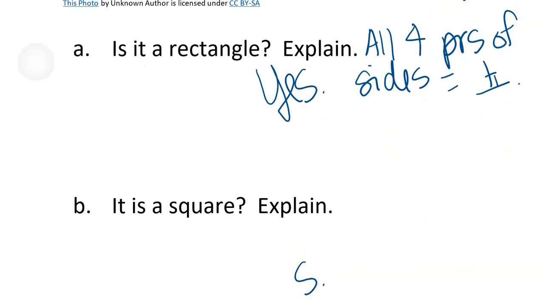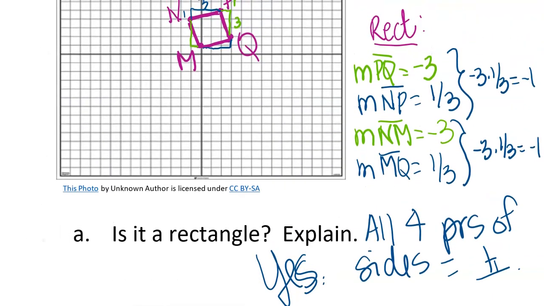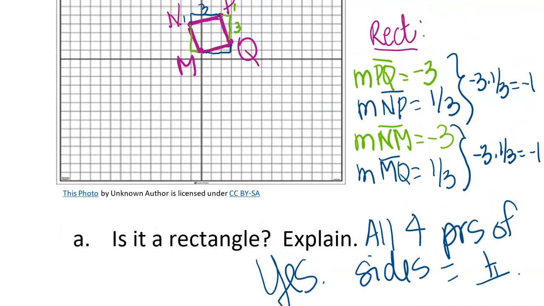Now, it also says, is it a square? So I'm going back to this one. If you're showing that it's a square, we've already showed that it's a rectangle. What other shape would we have to show that it is? A rhombus. And we know that rhombuses have 4 congruent sides or perpendicular diagonals. Okay, so you can do whichever one that you want.